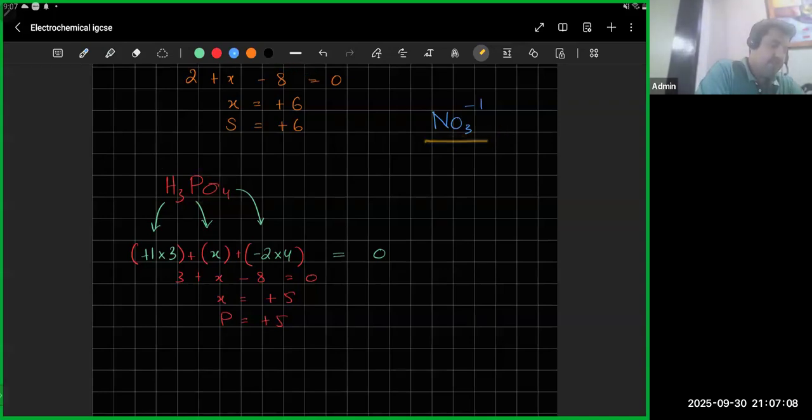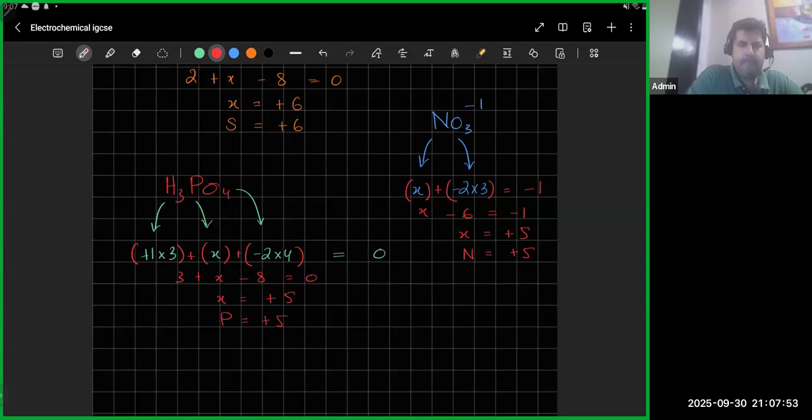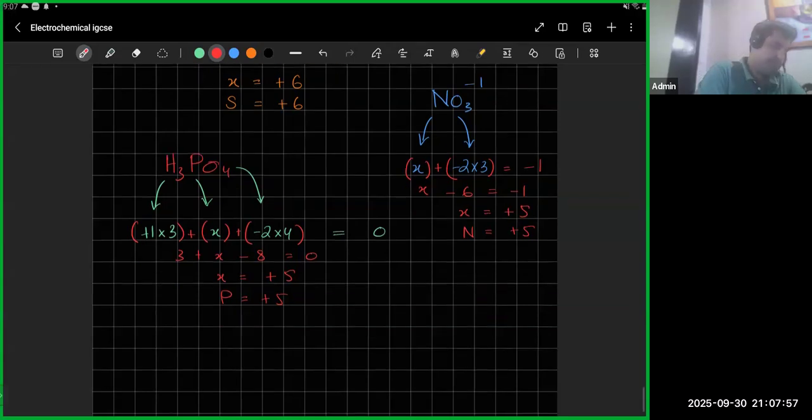So I'm going to do it for nitrate now. So N, I'm not sure what N is, so I'm going to take that as X. Oxygen, I'm sure of, it's a -2. And there are 3 of them, right? Now, this time, the charges must add up. And the overall charge now is not 0, it's -1, it's an ion, right? So we solve for that. What do we get? It's going to be X, and it's going to be -6, and equals -1, and X will come out to be equal to +5. So that means N over here is +5. Okay, is this clear?